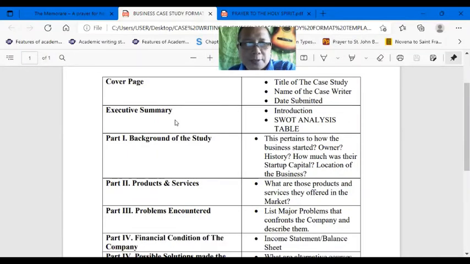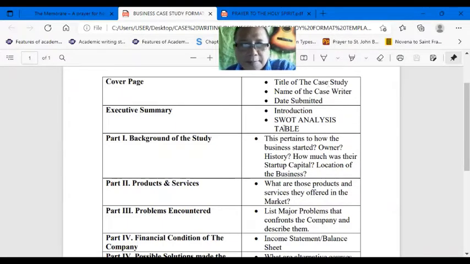So in the executive summary, we are to write the introduction. We are to write the SWOT analysis. You know what SWOT analysis is, from strengths to weaknesses to opportunities and threats. Okay. So in the cover page also, I failed to write here, we have to place that. Of course, here the title of the case study.